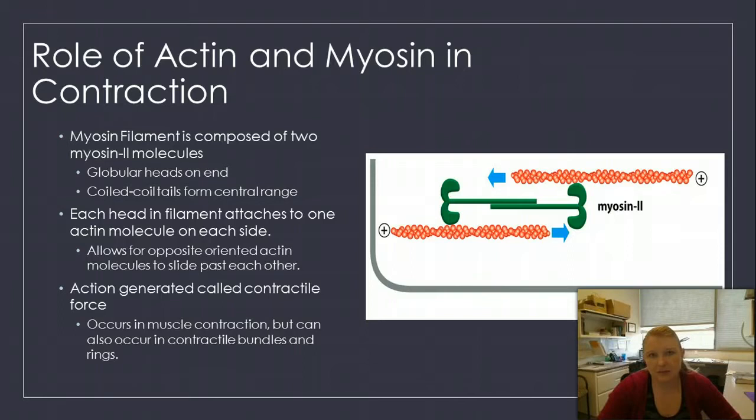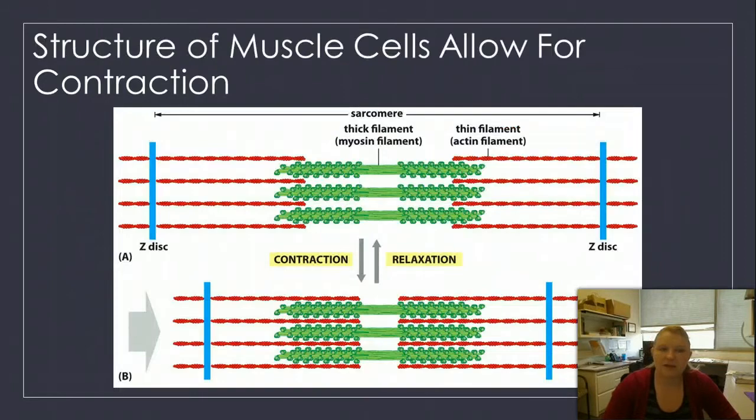Now these actin chains, remember, they have polarity, and each actin chain is going in an opposite direction on either side of this myosin filament. And these myosin heads will attach to those actins. What this allows is for a contractile force to be generated, which allows those actin molecules to slide past each other without actually coming into contact because the myosin filament is in between them. We're going to talk about how these myosin heads work in just a second, but it's really important to understand that.